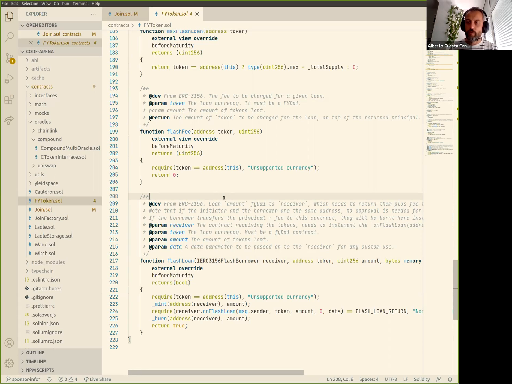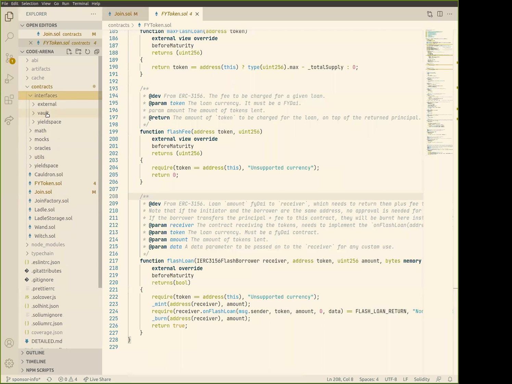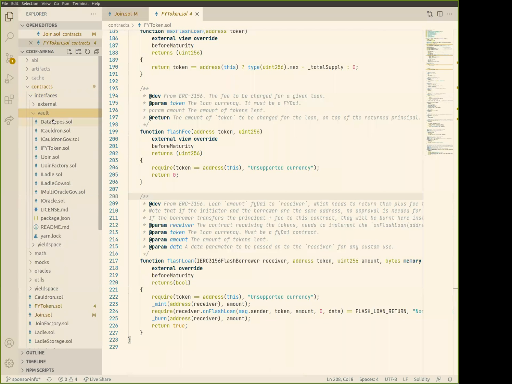Just before I move on to the accounting, I'm going to show you the data structures, because now is when they become important, which should be here somewhere, but I don't even remember where. Interfaces, vault, data types, here they are.